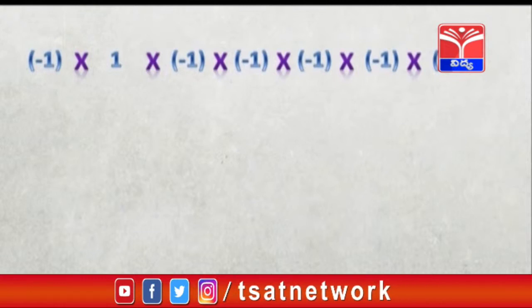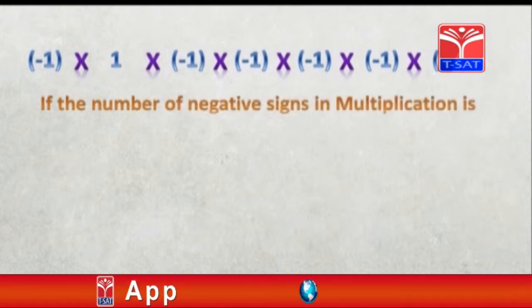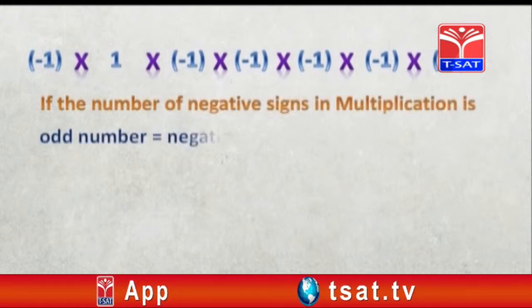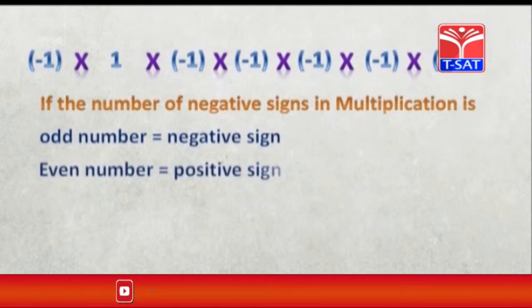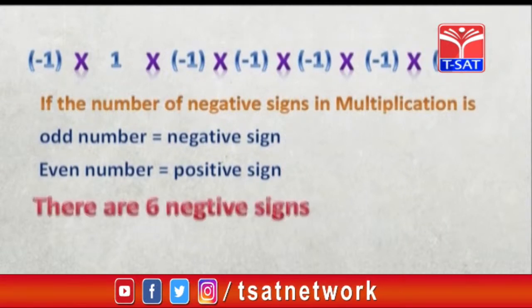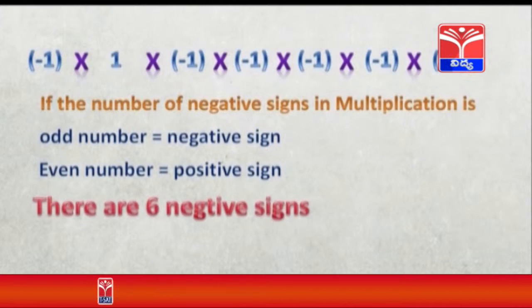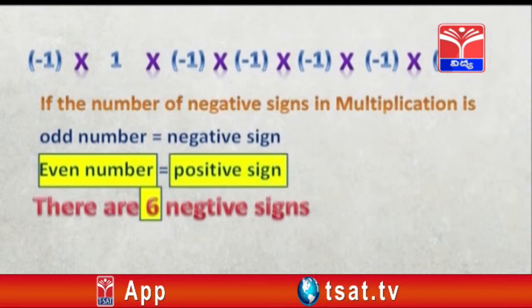A small change to the previous problem, and this problem contains negative ones 6 times and 1 positive one. And if the number of negative signs in the multiplication is an odd number, we get a negative sign in the answer, and if it is an even number, we get a positive sign in the answer. Now check how many negative signs there are in the question. There are 6 negative signs in the question. 6 is an even number.